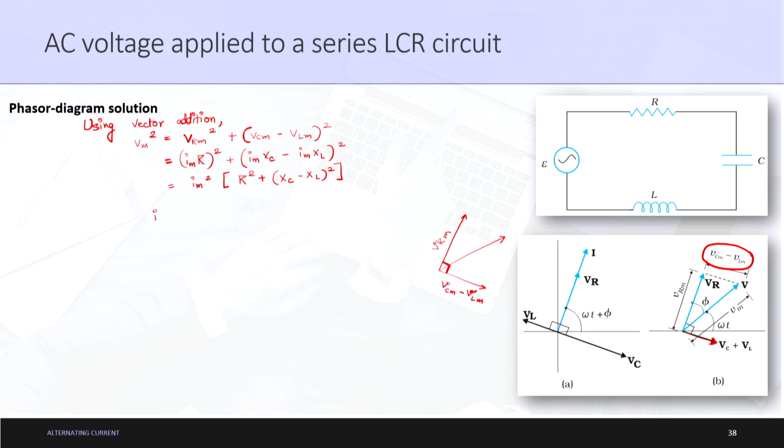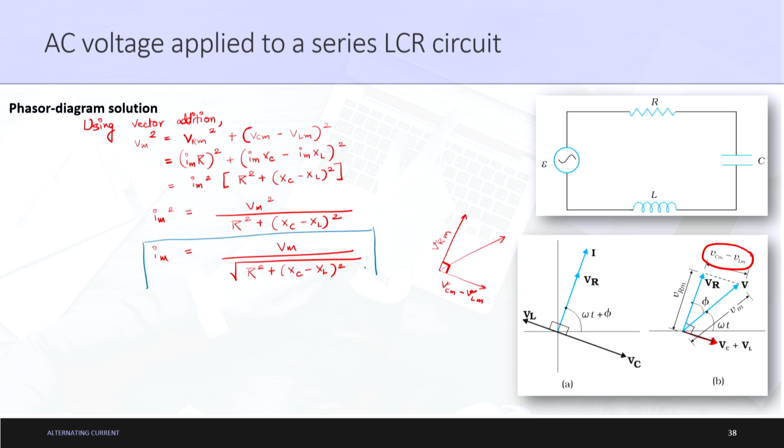In another sequence, we can write that Im squared is equal to Vm squared upon R square plus Xc minus Xl whole square, or Im is equal to Vm upon under root of R square plus Xc minus Xl whole square. This is the relation which we got for the value of Im. Please remember what Im is here.